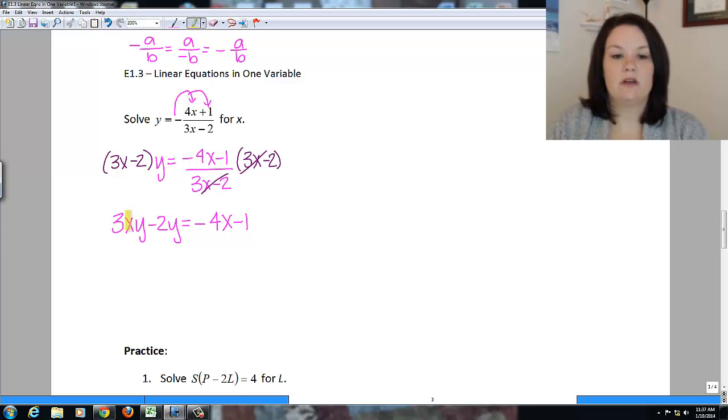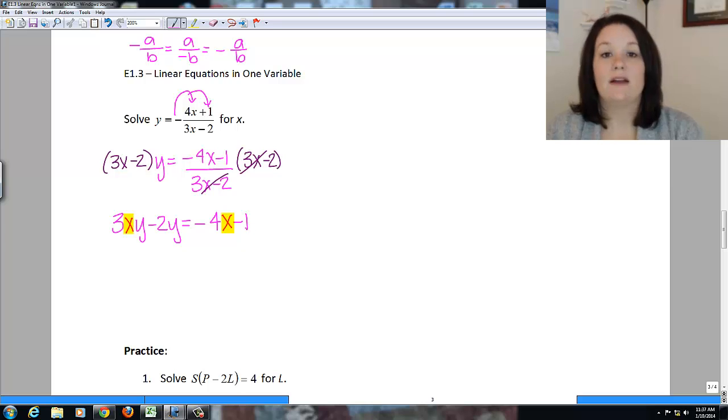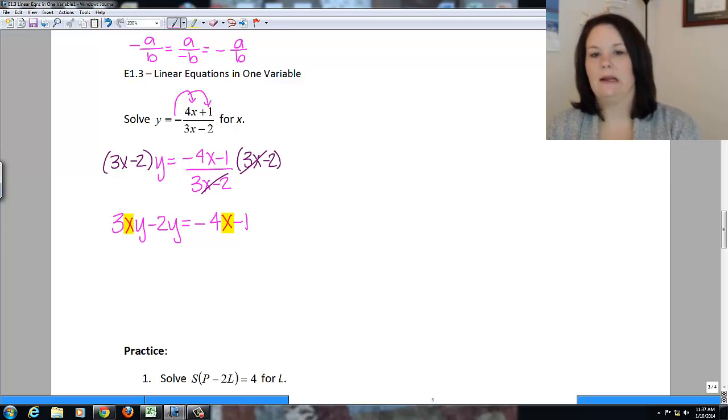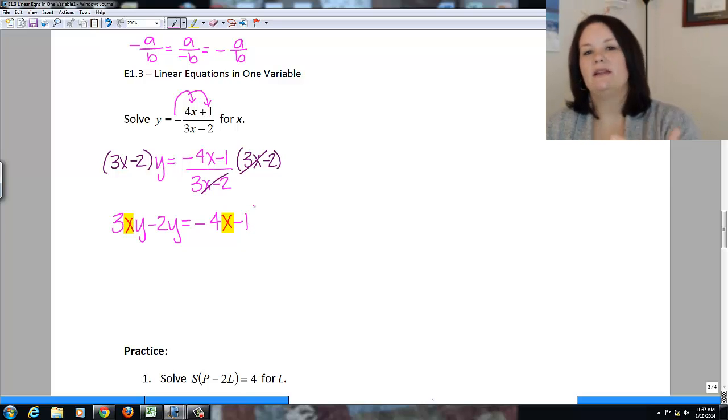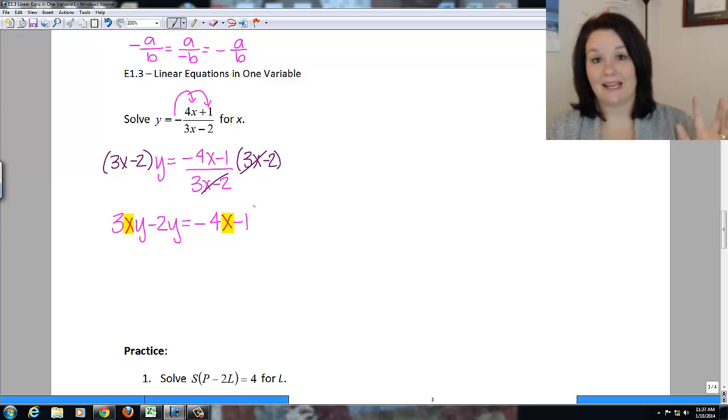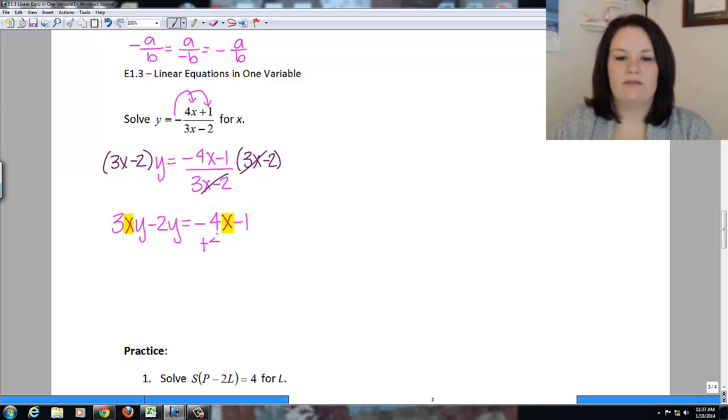Now remember, I'm solving for x, so I need to get these two terms that have x's on the same side so that I can deal with them. So I'm going to go ahead and make the left-hand side my x side. So I'm going to move my 4x over so that it's with this x term.